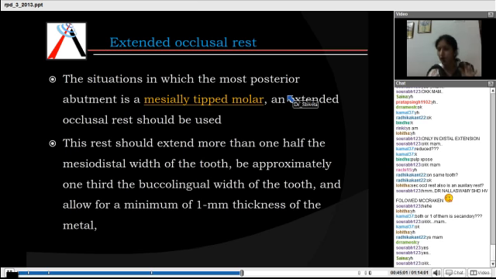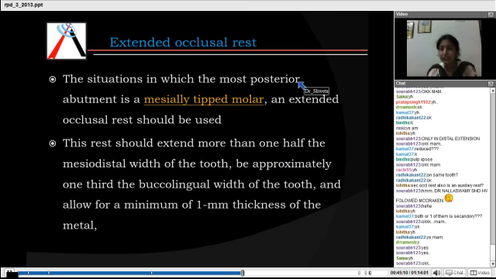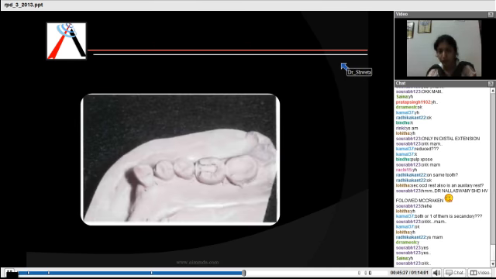Next is the extended occlusal rest. Okay, it is on the occlusal surface, but it is extended. Now, this is a case whenever there is a mesially tipped molar. An extended occlusal rest is also something like an auxiliary rest. We are giving additional support. So what we do, the rest should extend more than 1/2 of the mesiodistal width of the tooth. Here, the occlusal rest normally should be till here.